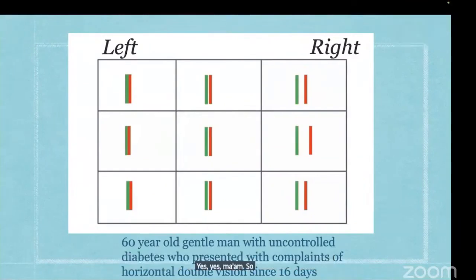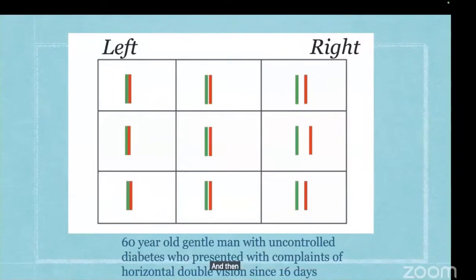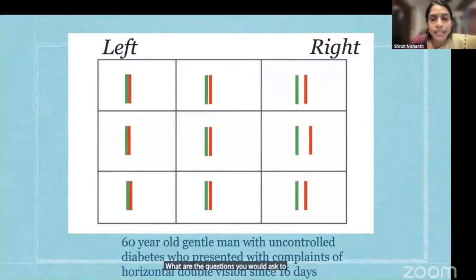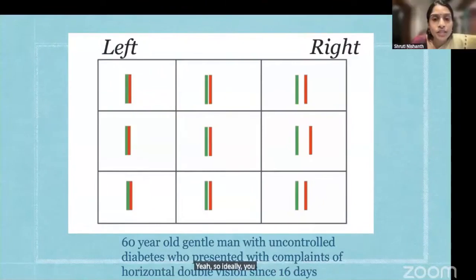So this patient complains of horizontal diplopia, so that is why the light is kept vertically. And then we can see the maximum separation, which is seen in dextroversion. What are the suggestive questions you would ask the patient at each gaze? We would ask them how they perceive the image, and we represent their perception of the image in the chart. Ideally, you would ask which is the color, where is the red and where is the green, and how far apart are they?